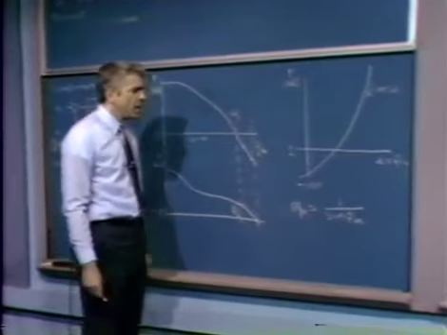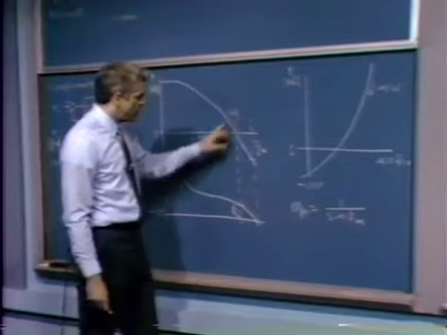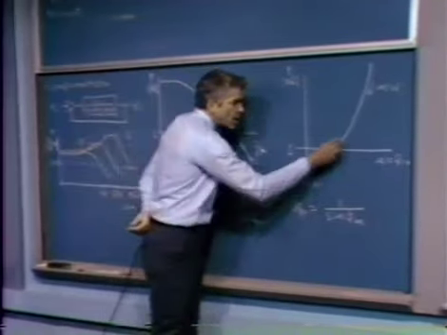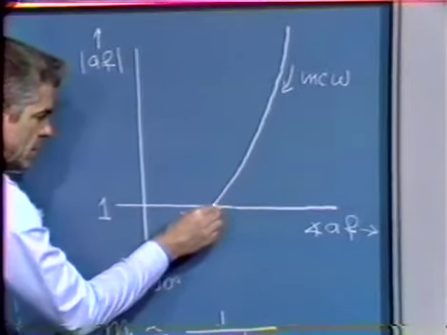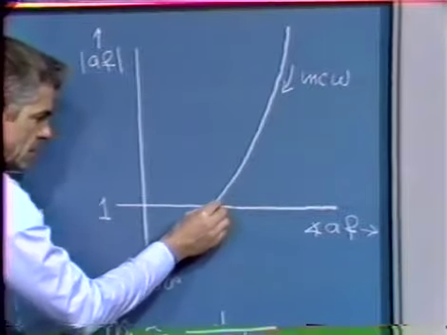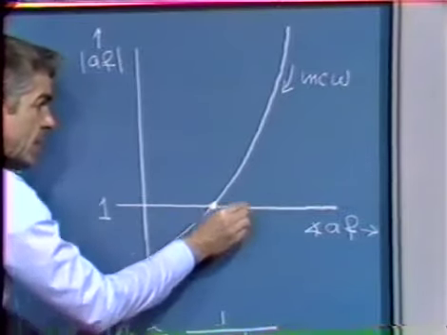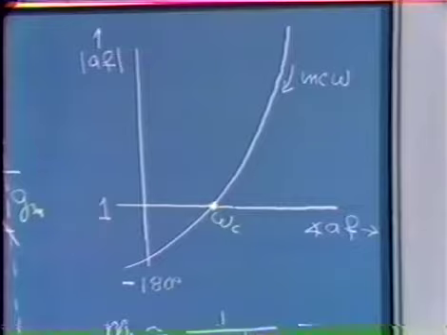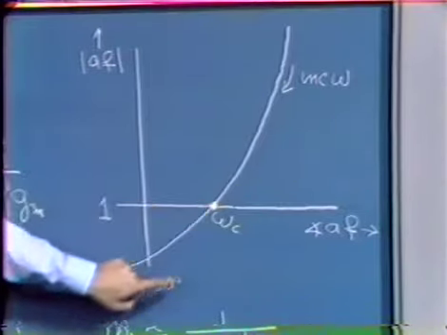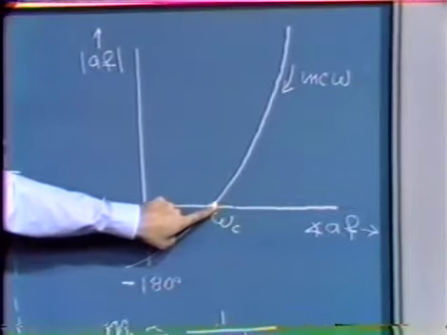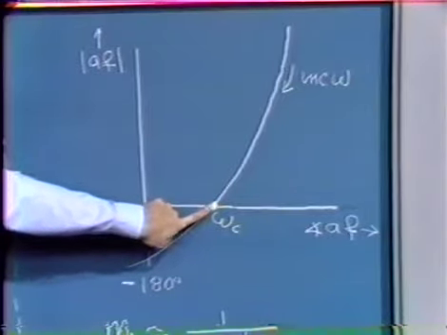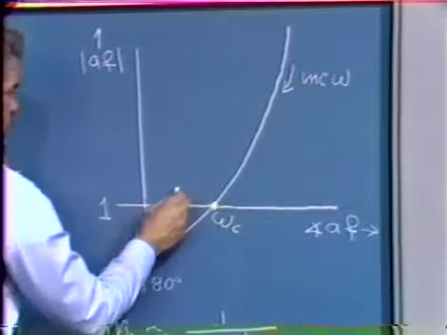In these coordinates, we get the crossover frequency omega c by looking at the parameter omega along the curve. So here is the frequency omega c as omega runs along the curve. The distance between minus 180 degrees and the actual angle of AF at omega c is the phase margin of the system, so that's this distance.